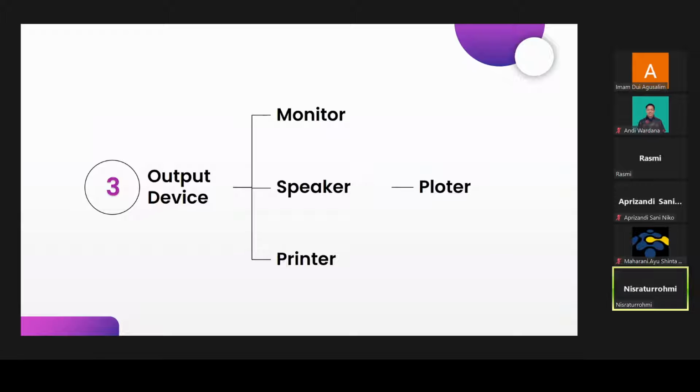Two is the speaker. Computer speakers are hardware devices that transform the signal from the computer sound card into audio. The speaker uses an internal variable and different frequencies according to data from the computer. This produces sound. Three is the printer.